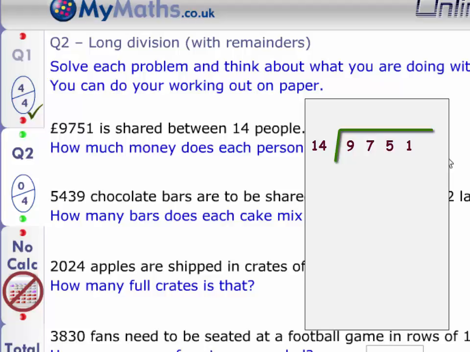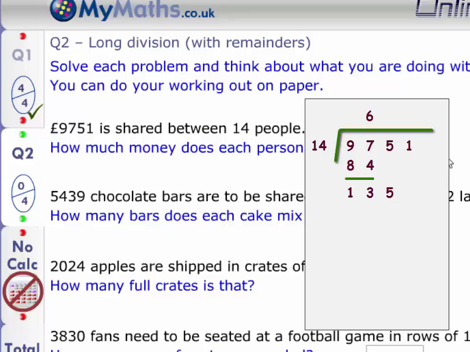So 6 times 14 then. I'll put the 6 at the top. 6 times 4 is 24. Carry the 2. 6 ones is 6 plus 2 is 8. 84. 84, take away from 97. I end up with 13. 13 is less than 14, which is good. And now I bring down the next digit. I have to clear all these numbers. Bring down the 5 to get 135.